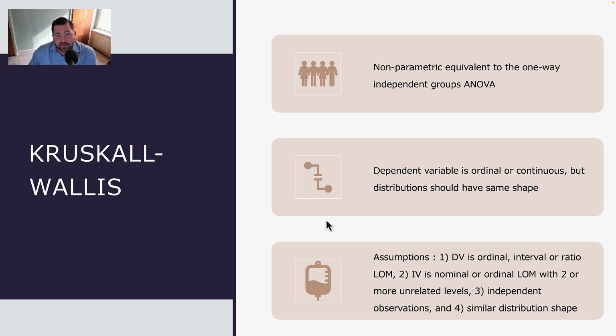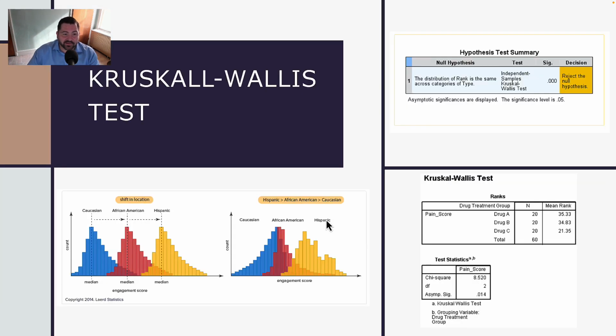The real basic assumptions for a Kruskal-Wallis test, the non-parametric equivalent to the one-way independent groups ANOVA, are therefore that the dependent variable has to be ordinal, interval, or ratio level of measurement. We assume that the independent variable or the grouping variable is nominal or ordinal level of measurement that has at least two or more, preferably three or more independent groups. We assume that the observations within each group are different, that we're not having any type of dependence happening there, and that the distribution shape is similar.